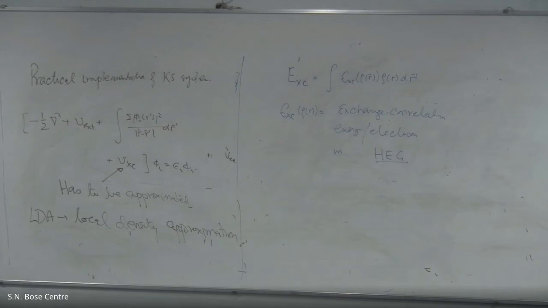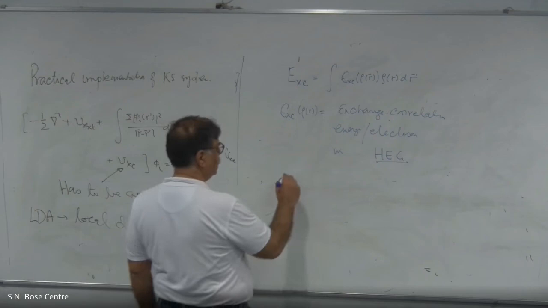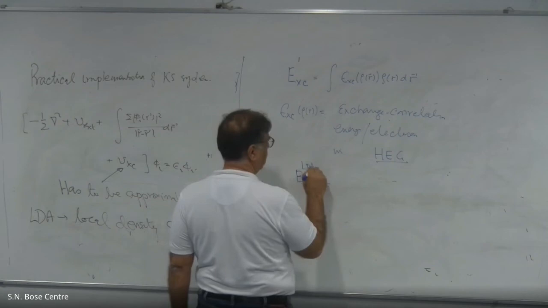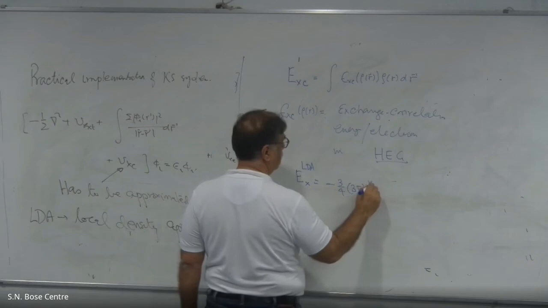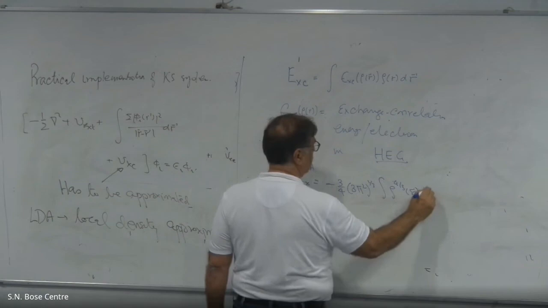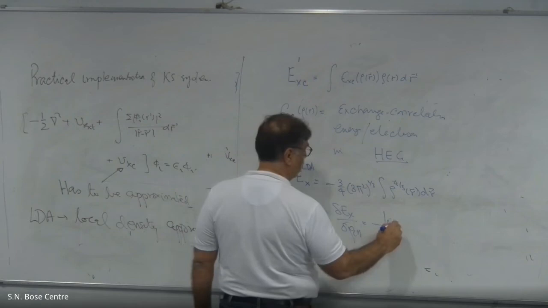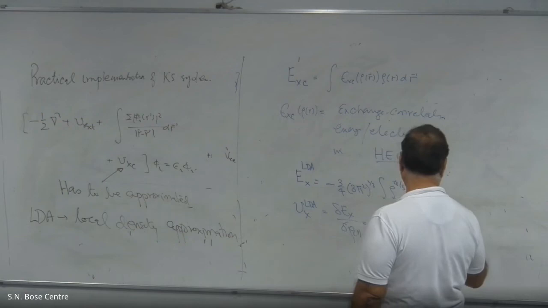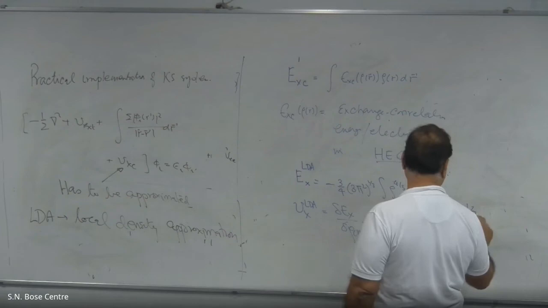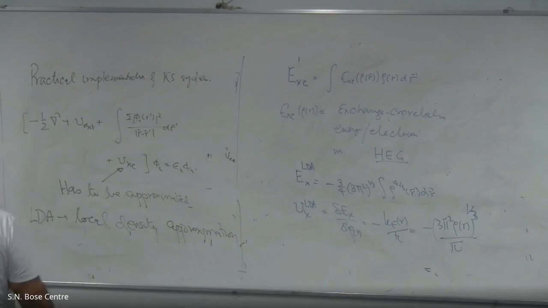I've already derived that the exchange energy in LDA was minus 3/4 (3/pi) raised to 1/3 integral of rho raised to 4/3 of r dr. So V_x LDA, which is delta E_x over delta rho(r), comes out to be minus k_F(r) over pi, which is minus (3 pi square rho(r)) raised to 1/3 over pi. Okay, it's as simple as that. You substitute that in this equation, you have the answer. So simple. No complicated non-local potential, only a local potential.